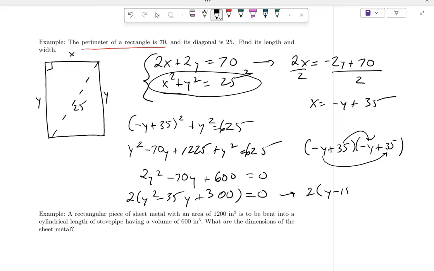Finish this off. 2 times y minus 15 times y minus 20 gives me 0. So you get y is 15 or 20. If you plug each of those in, you'll get your x is either 20 or 15. Which makes sense, right? Because we didn't specify which one was which. We just said x and y. So you'll get 15 and 20 or 20 and 15. Those are the same dimensions for the rectangle. So your rectangle should be 15 by 20. You're done. My apologies about forgetting the square. That does make a huge difference.